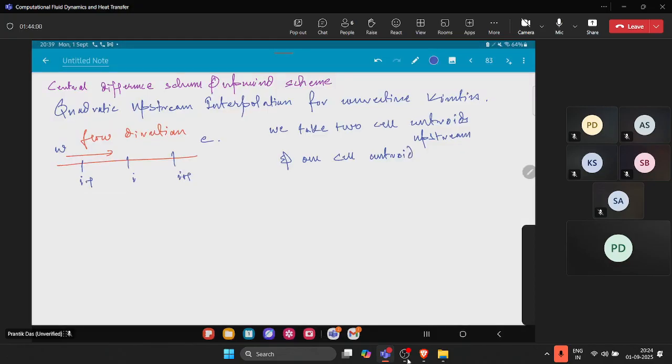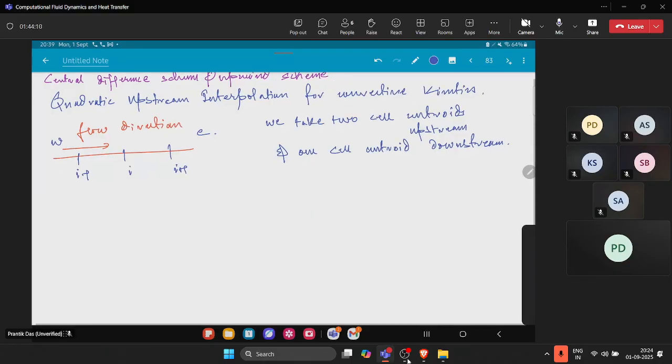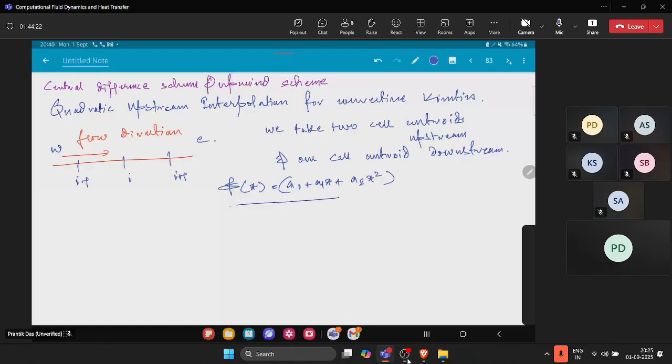Okay, and we assume that the profile actually varies as a function of x square. So phi x = a naught + a1 x + a2 x square, where a naught, a1, and a2 are the coefficients that we have to determine. That I will show you how to do it.